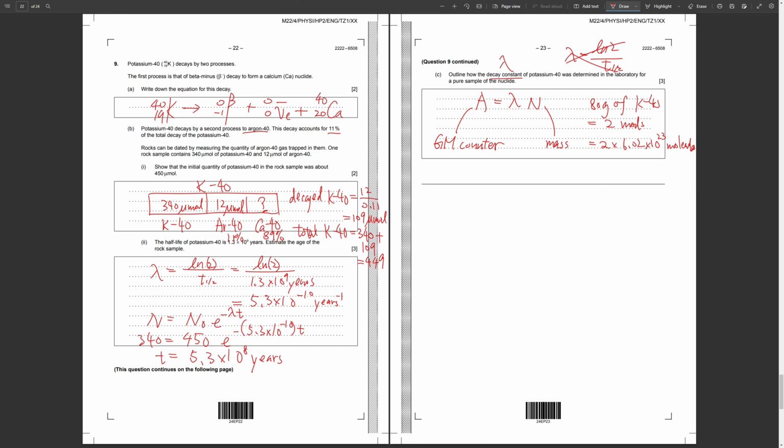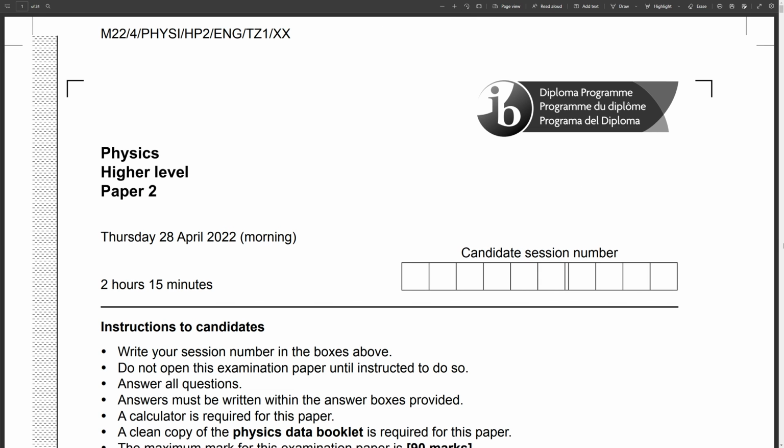To conclude, your answer should be: first, use the mass of the sample to determine the number of potassium 40 atoms. Next, use a GM counter to determine the radioactivity coming out from the source. Use the equation A equals lambda N to determine the decay constant of your sample. This is the end of the paper.